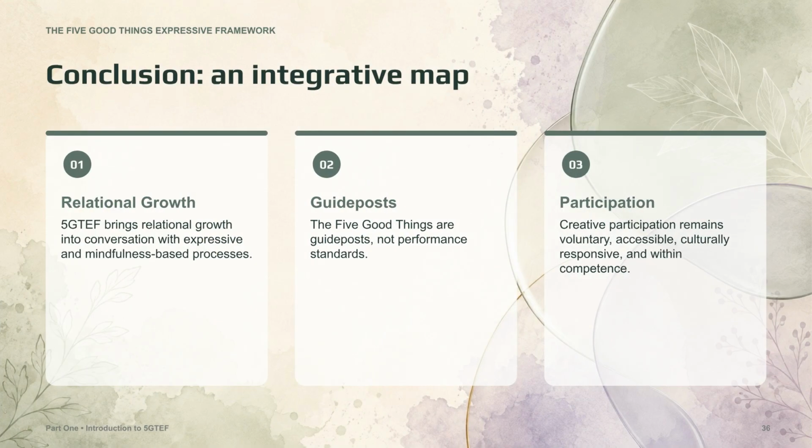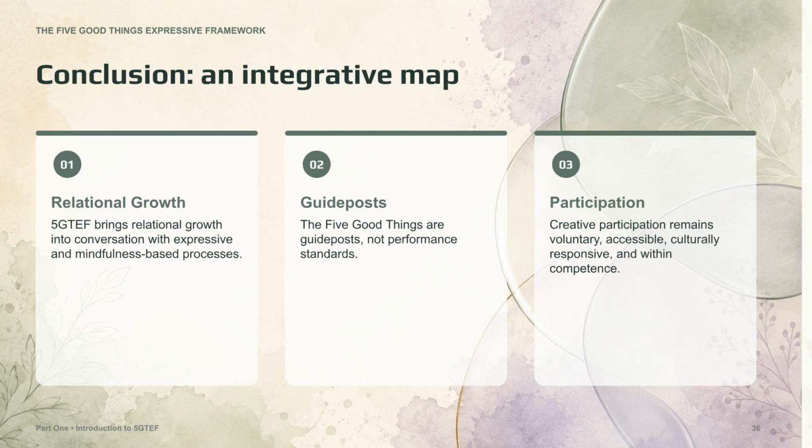In conclusion, the framework acts as an integrative map. It brings relational growth into conversation with expressive and mindfulness-based processes. Remember that the 5 good things are guideposts, not performance standards, and that creative participation must always remain voluntary, accessible, and grounded in your professional competence.